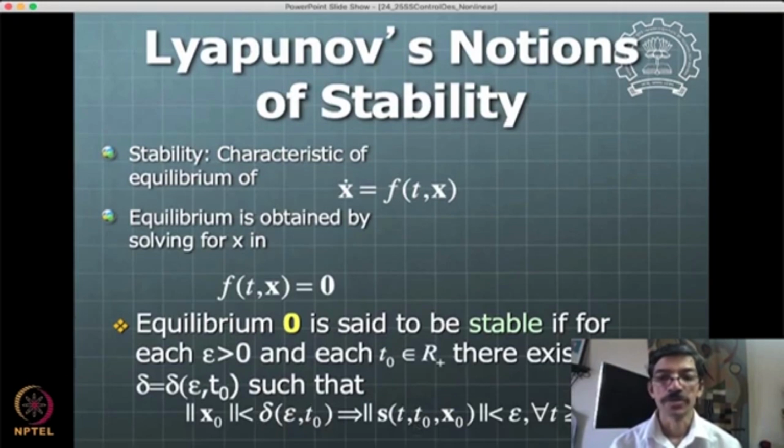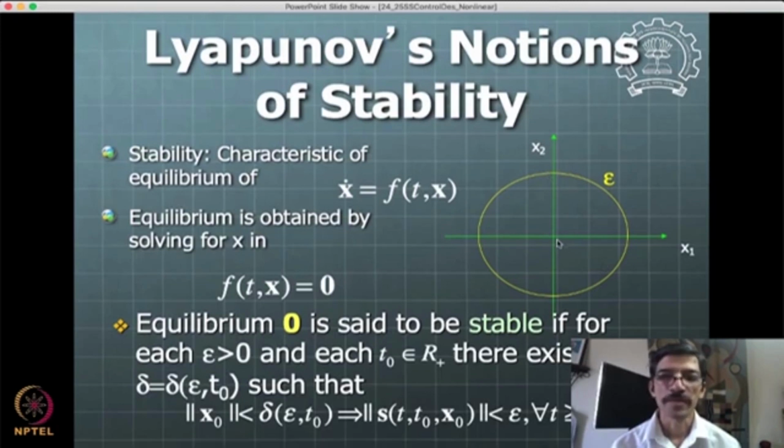Now, you start off with this epsilon radius. This is an example in a planar, or two-state, kind of system. So x consists of two states, x1 and x2. You have this ball of radius epsilon around the equilibrium. This epsilon ball is where your solution trajectories should be restricted.